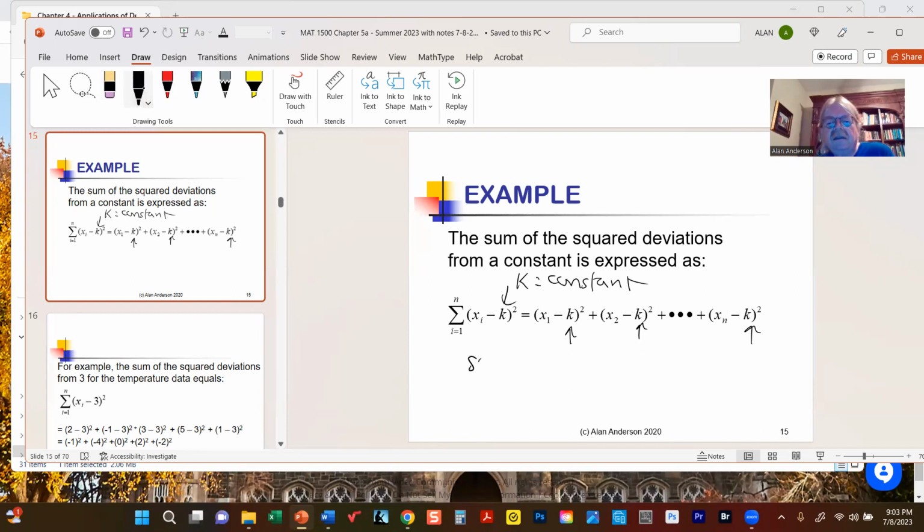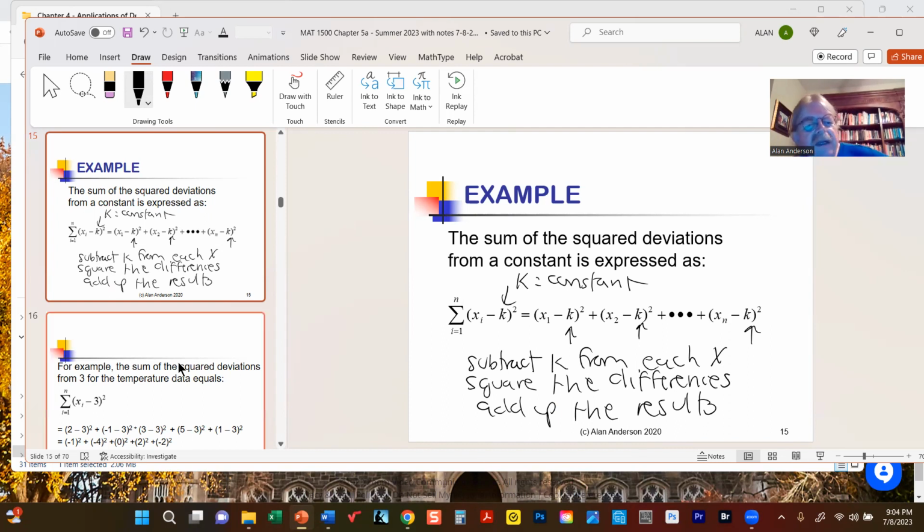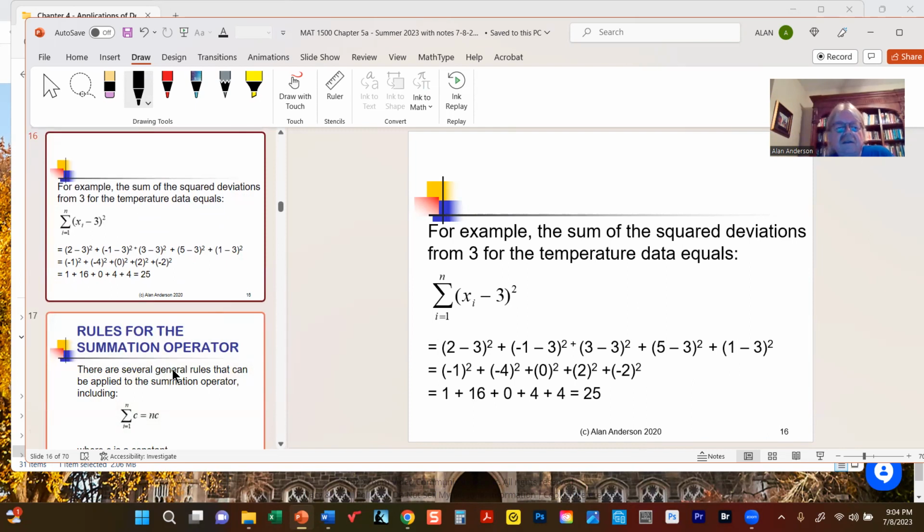Subtract k from each x. Square the difference. And then add them up. So using the same data we had earlier, let's just say that the constant is 3.